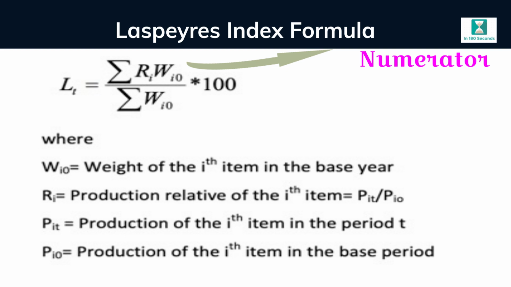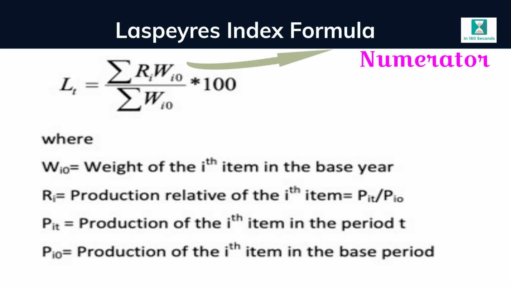And finally the slightly complicated numerator. It is again a sum of the product of 2 variables. The first variable, R of I, is the production relative of the item I, multiplied with the second variable, which is the weight of the item I in the base year.